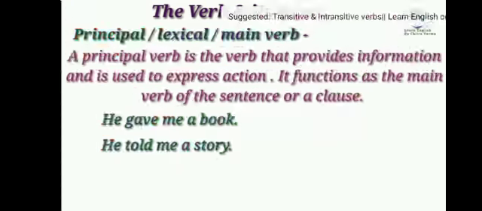Students, you can see on your screen the three main forms of transitive verbs. The first is the principal verb, which can be called a lexical verb and also a main verb. The principal verb is the verb that provides information and is used to express action. It functions as the main verb of the sentence or a clause.